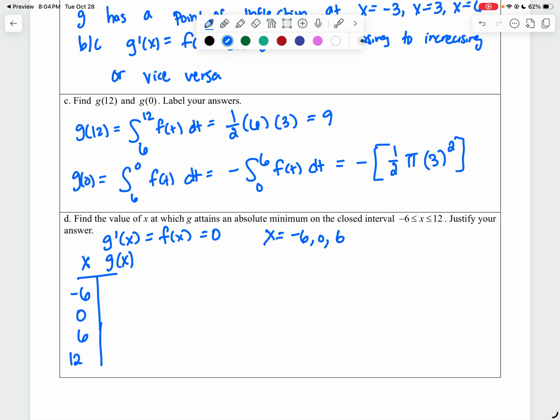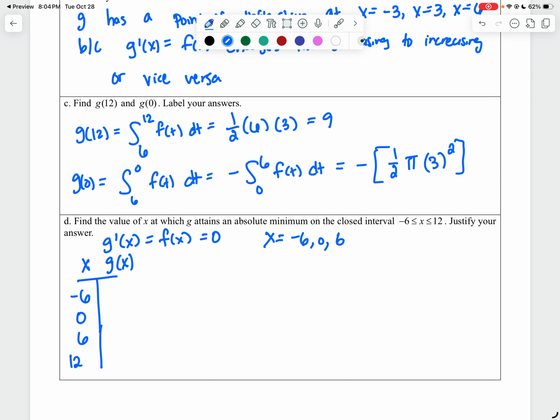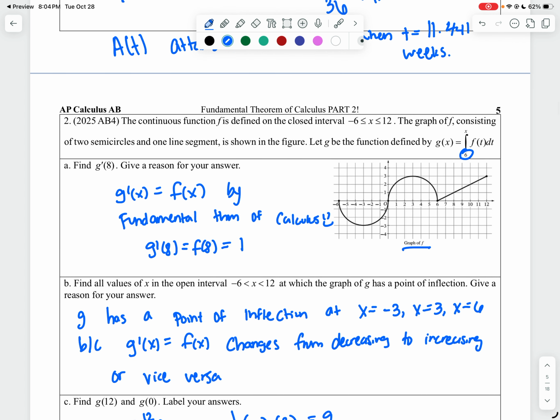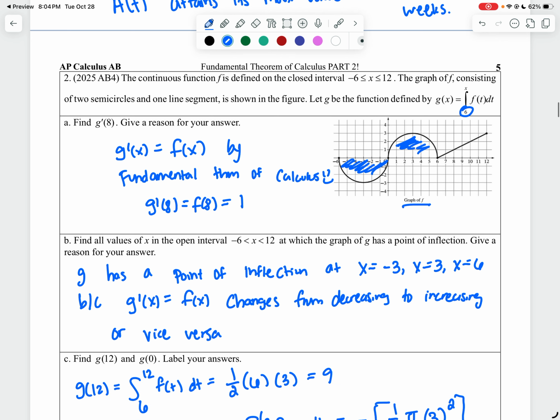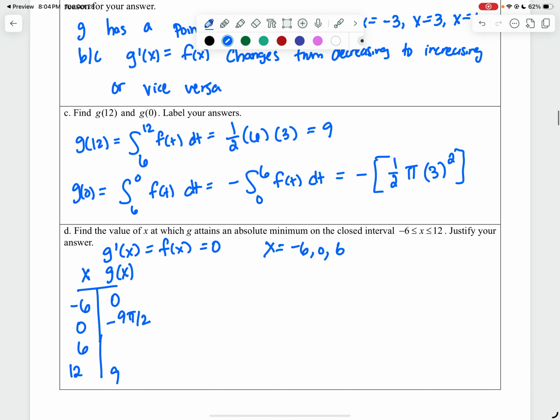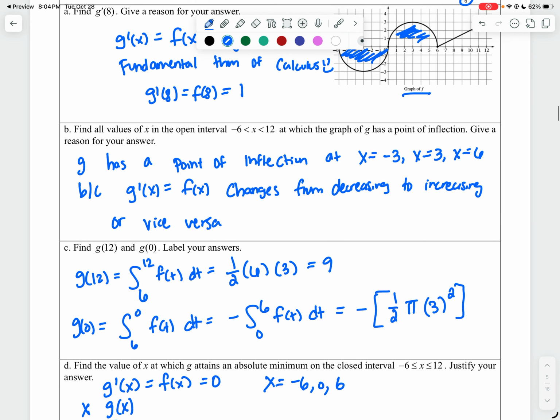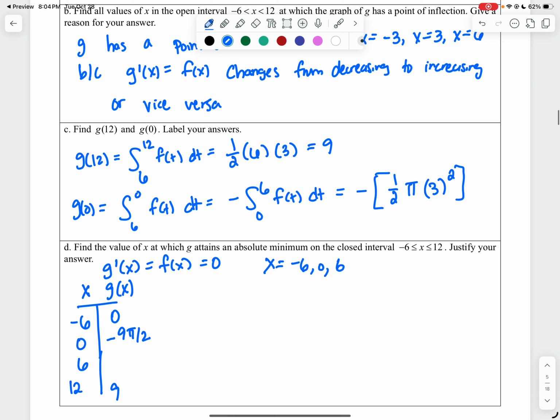All right, we already know what 0 is from part C, and we already know what 12 is from part C. So they kind of gave us some hints about those two. Now going from 6 to negative 6, you'll notice that this is a semicircle and this is a semicircle. They're going to cancel out. So negative 6 is going to be 0. And then the integral from 6 to 6 is also 0. So that just cancels out.